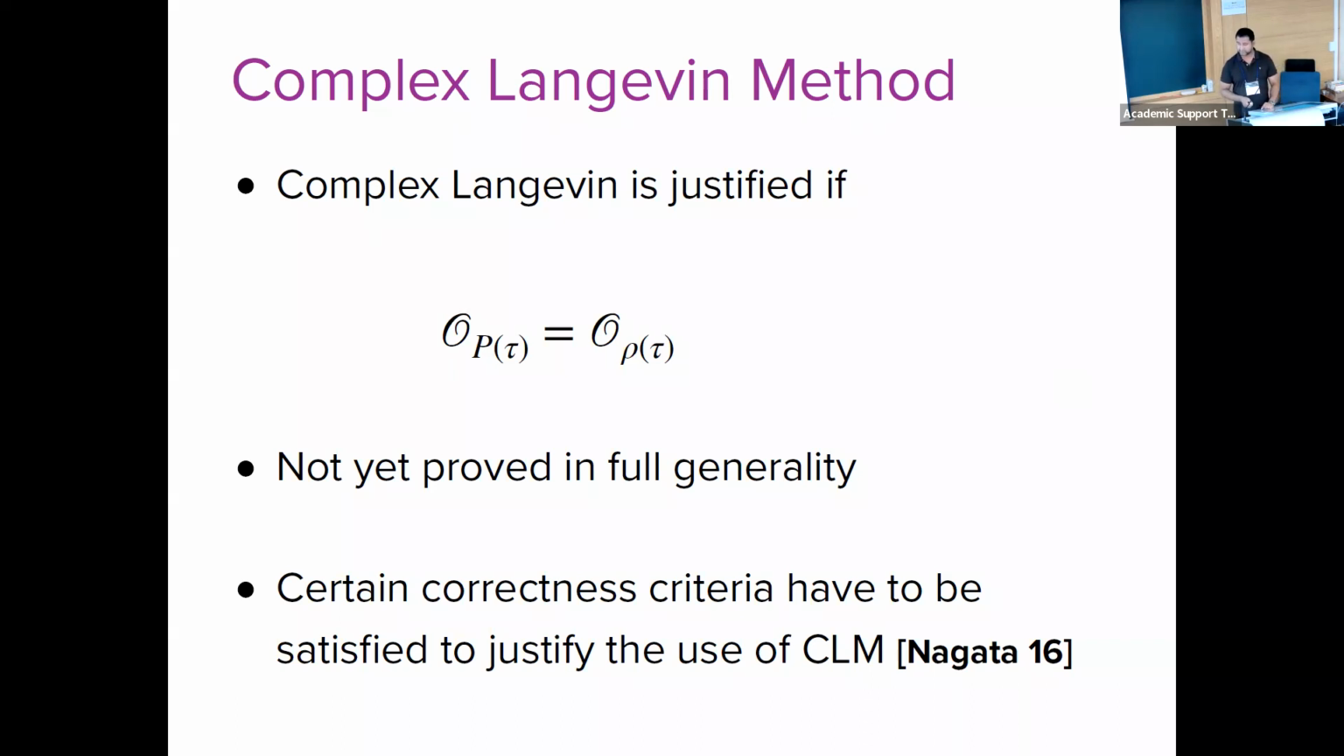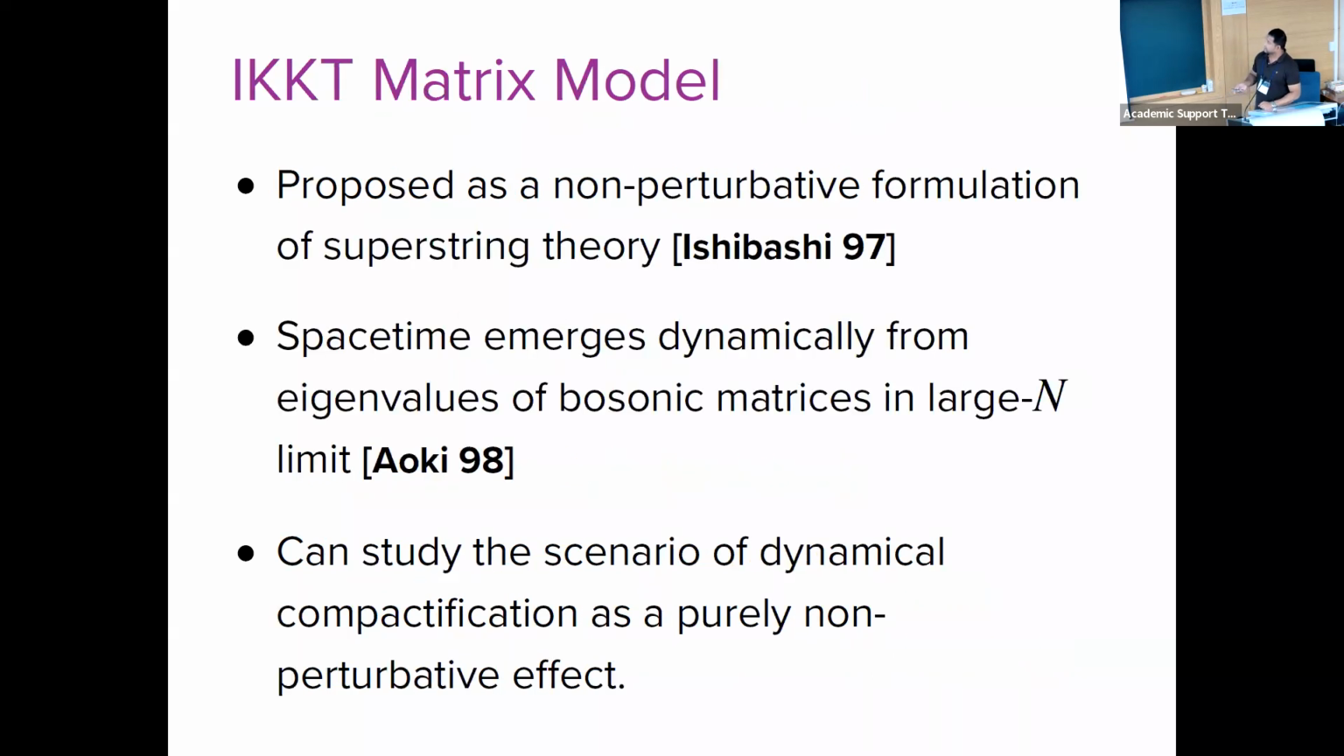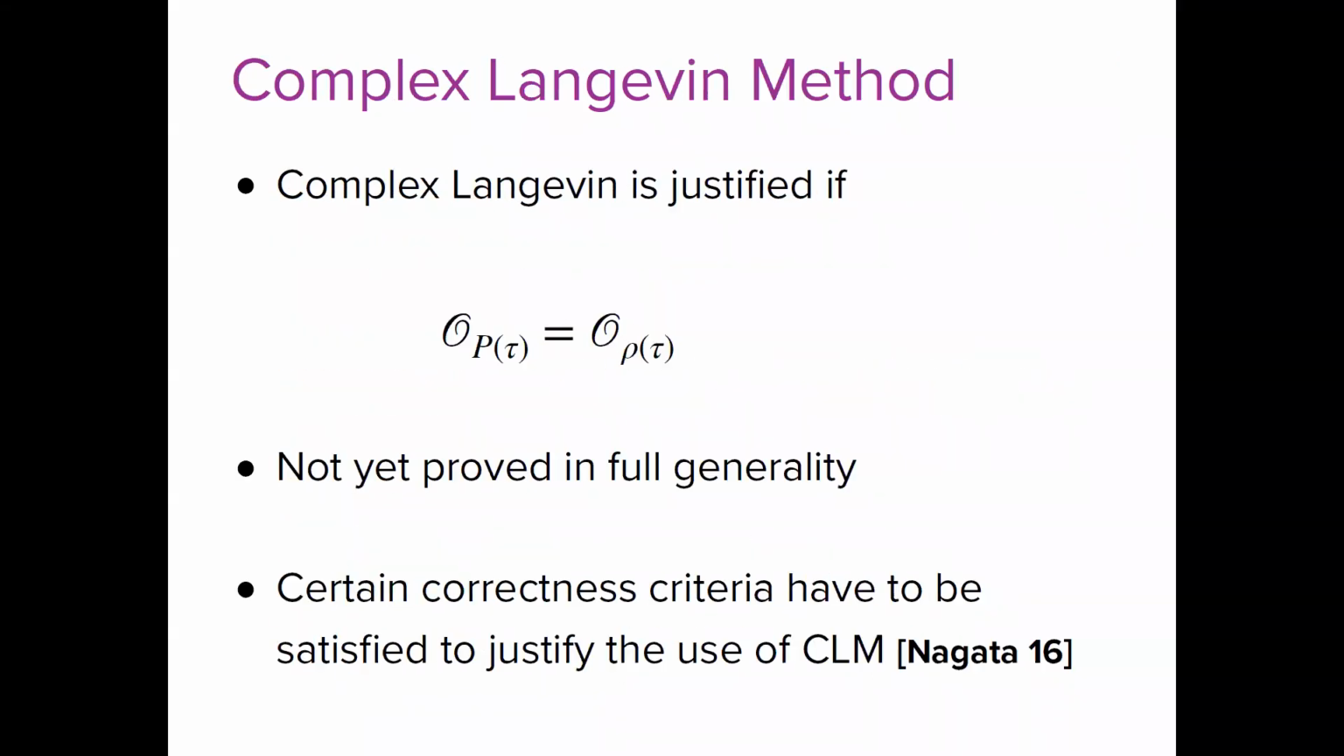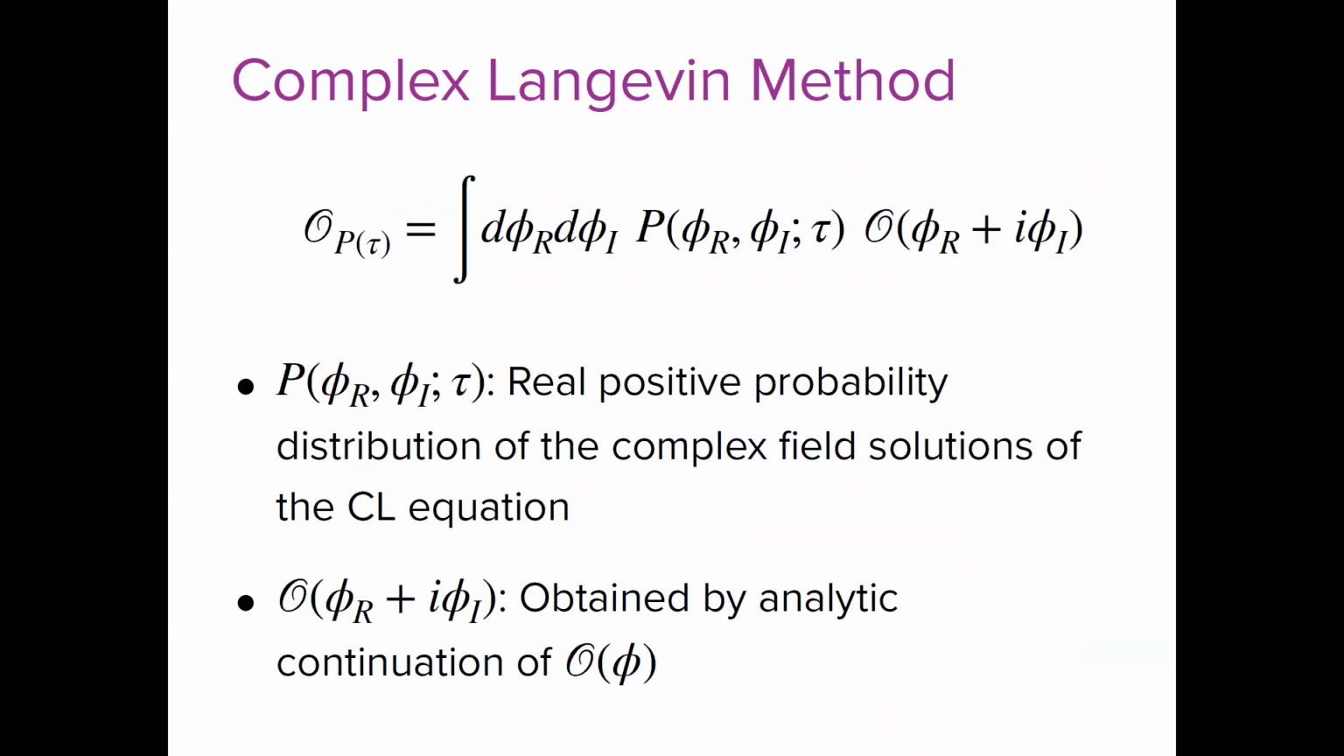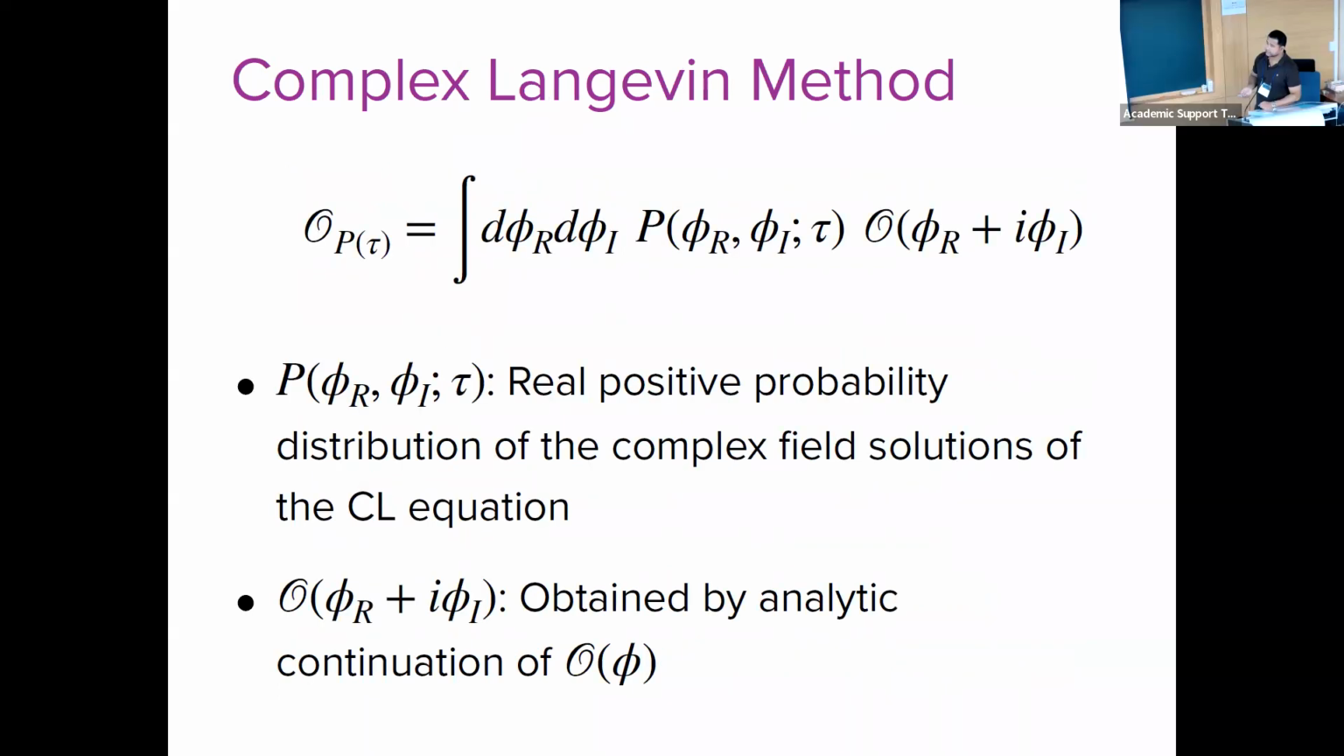I have a question. Can you go back to the definition of p tau? How do you define p of phi R, phi I, tau? It is a two-dimensional probability distribution in the complexified field configuration space. So your question is, how do we find this probability distribution? What is the definition of p tau?